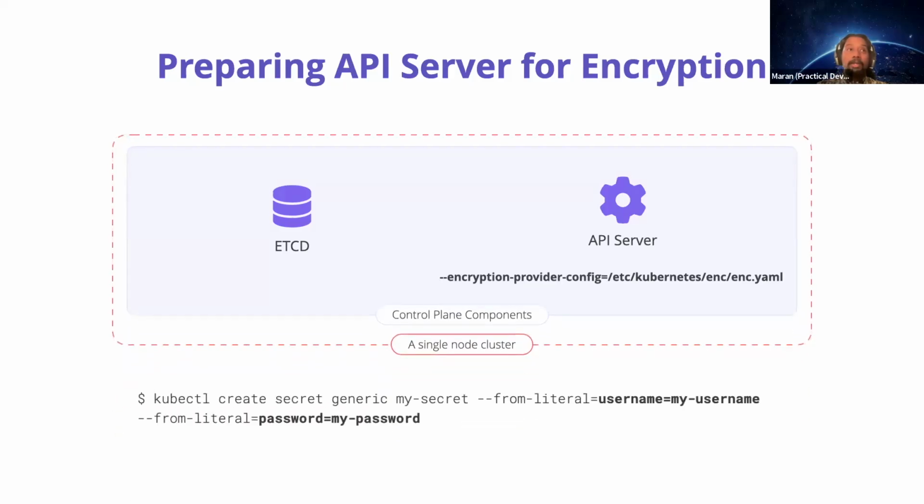And from then on, every time you create a secret, that secret is going to be encrypted and base64 encoded. So how can secrets be decrypted in this fashion?